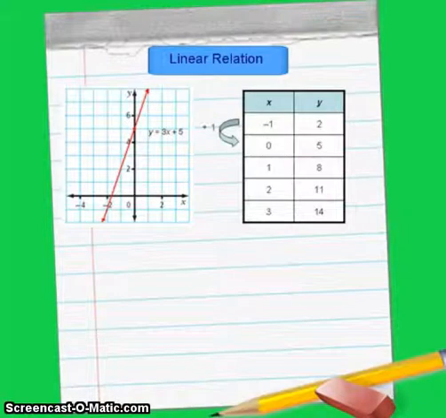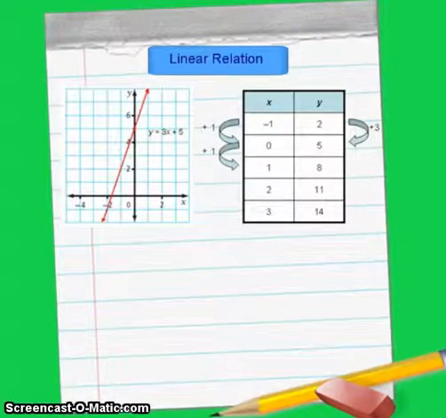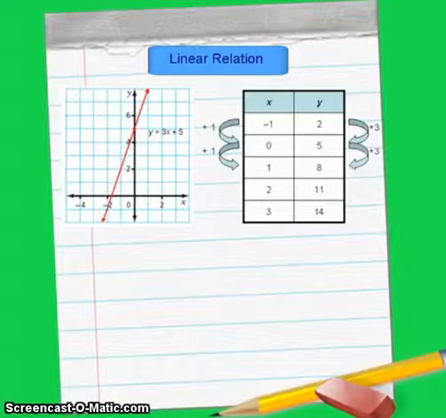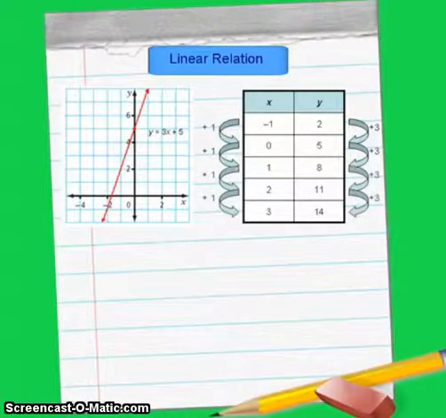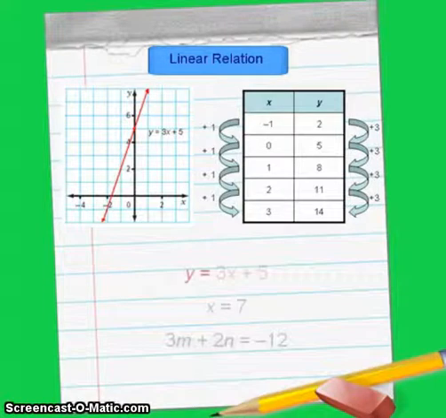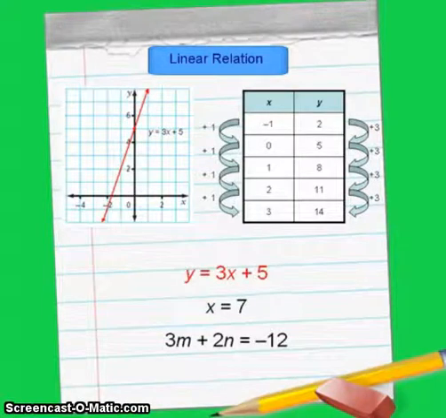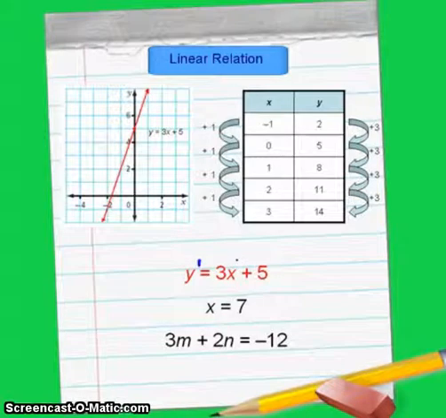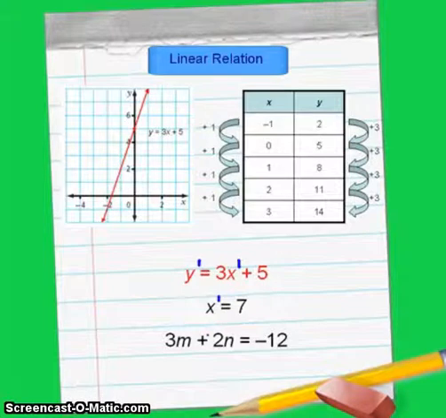In a table of values for a linear relation, as the values of x increase or decrease by a constant amount, the values of y also increase or decrease by a constant amount. Horizontal and vertical lines are exceptions. The equation of a linear relation contains one or two variables, and since the maximum sum of the exponents on any term is 1, the degree of a linear relation is always 1.